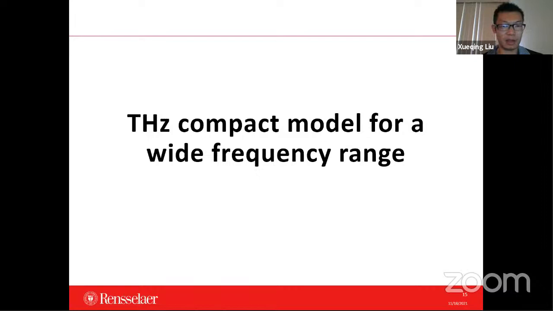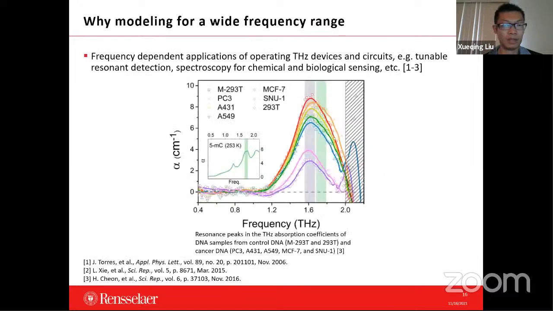Next, I will talk about the Terahertz compact model for a wide frequency range. So why do we want to model for a wide frequency range? Because there could be frequency dependent applications of operating the Terahertz devices. For example, the tunable resonant detection, spectroscopy for chemical and biological sensing. This example shows a frequency dependent application in biomedical sensing.